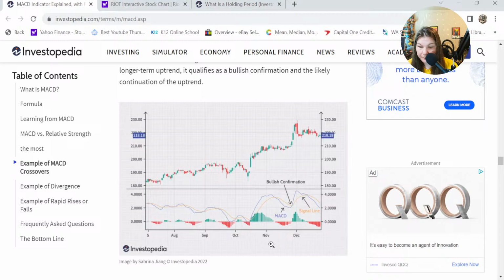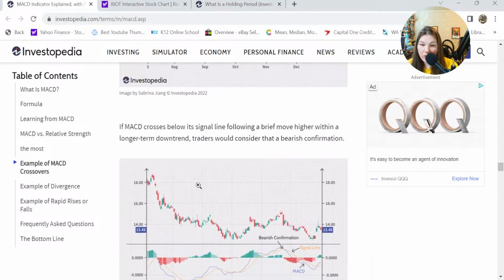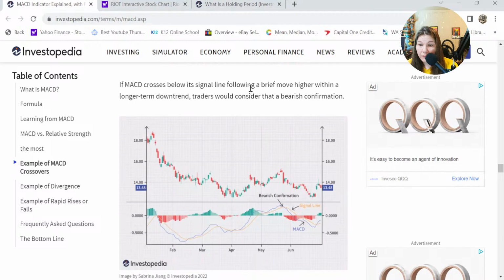That it is going up. So if MACD crosses below its signal line, following a brief move higher within a long-term downtrend, traders would consider that a bearish confirmation. So see, it went down, down, down, bearish confirmation.